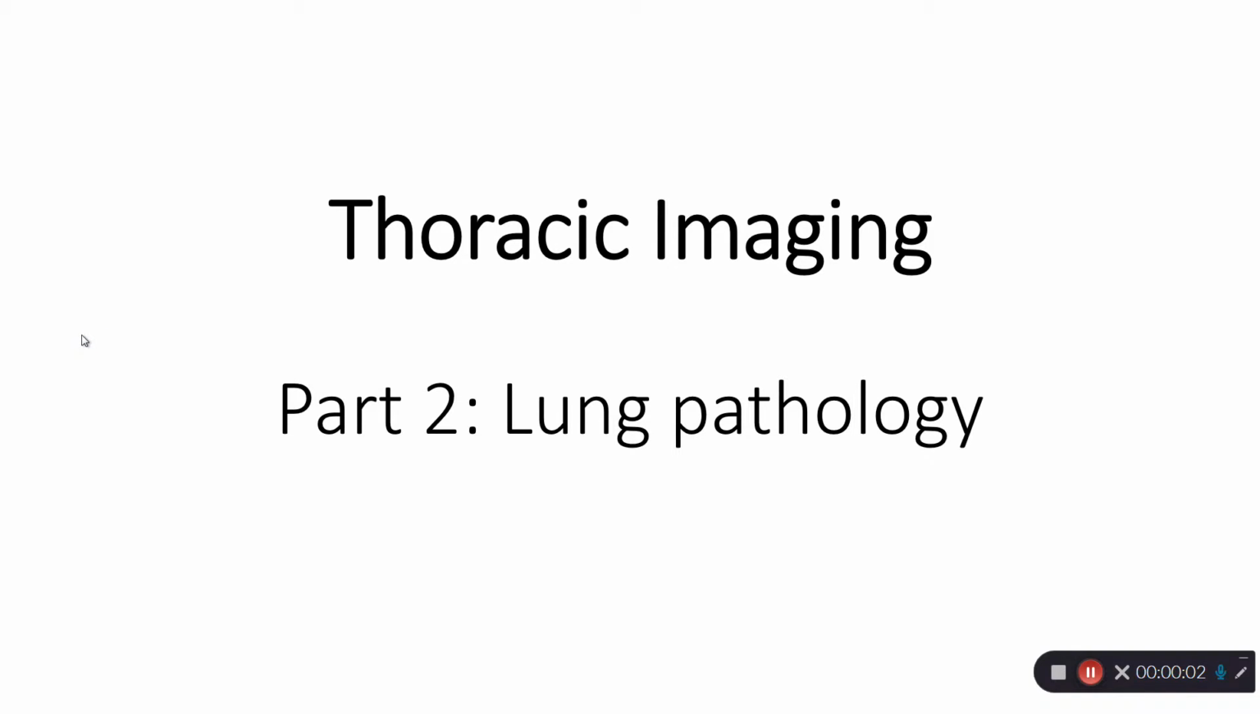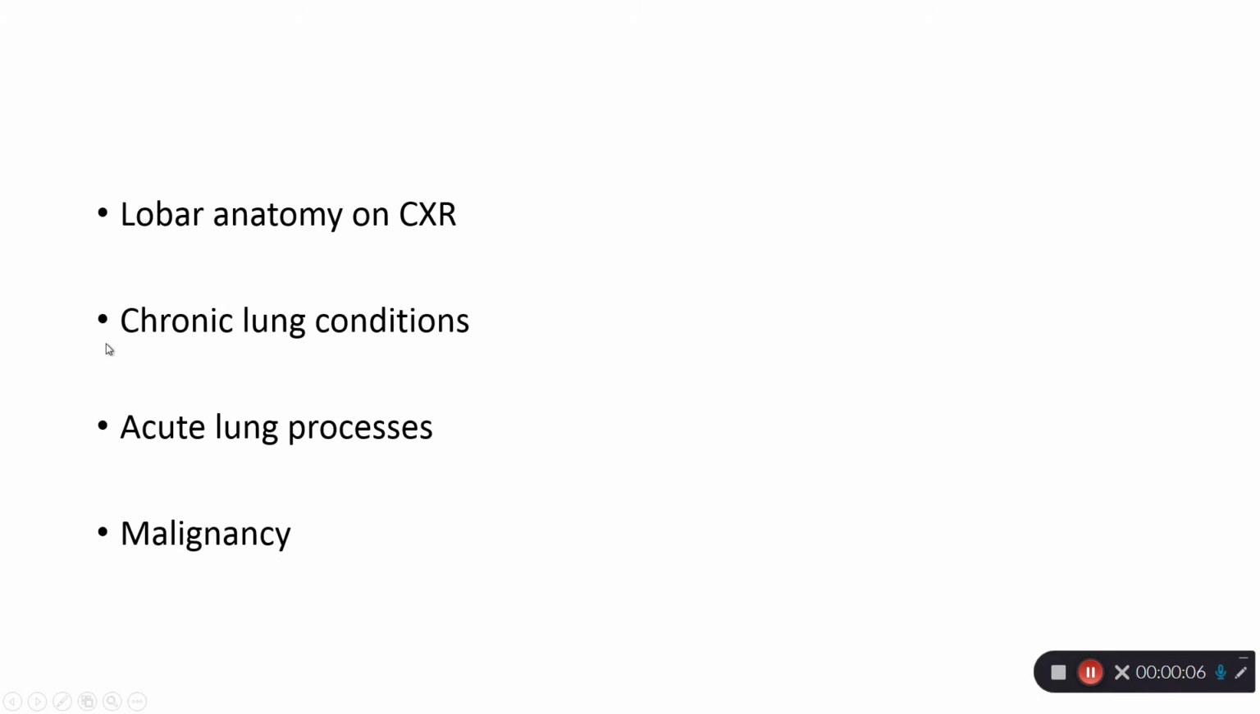Let's continue with thoracic imaging on to part 2, lung pathology. I'd like to take the next couple of slides to discuss lobar anatomy. Then we'll move into cases looking at chronic lung conditions, acute processes involving the thorax, and malignancy.